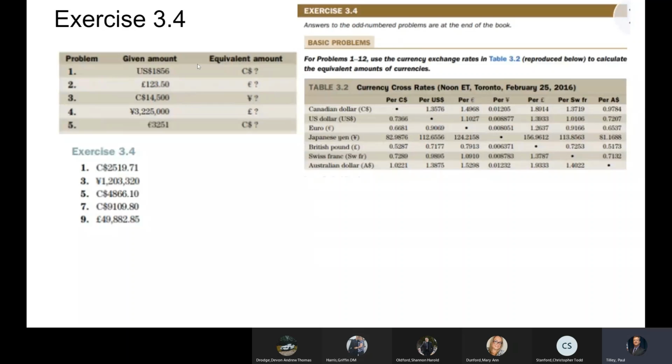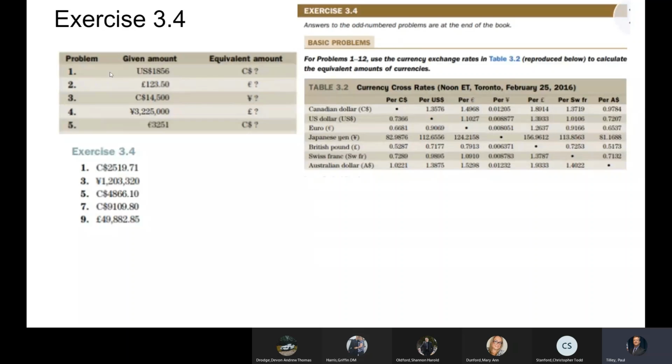So if we were to take this amount and multiply it by 1.356, we would get, I don't know, 2,519.71. In other words, that's how many Canadian dollars would be required per US dollar. So we're doing an exchange. So per US dollar, we would require 2,519.71, or the exchange would be.